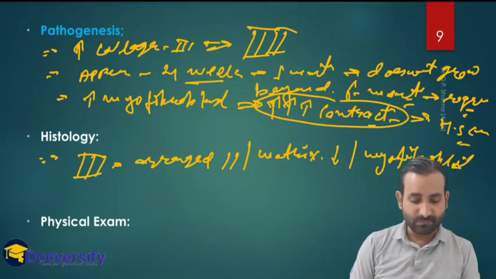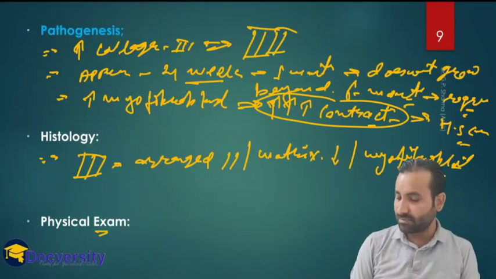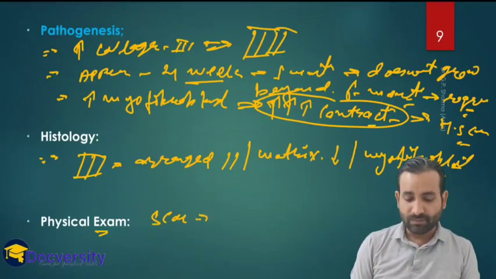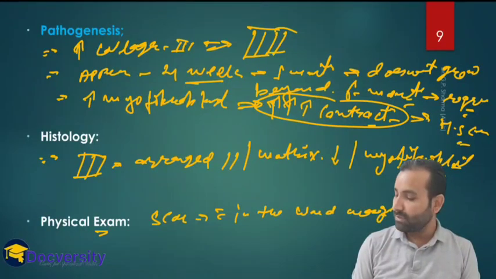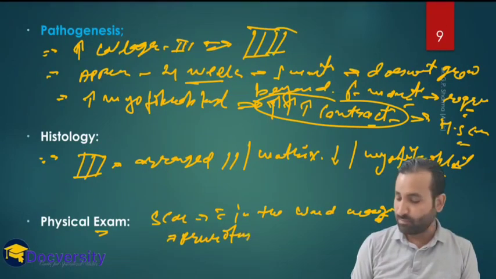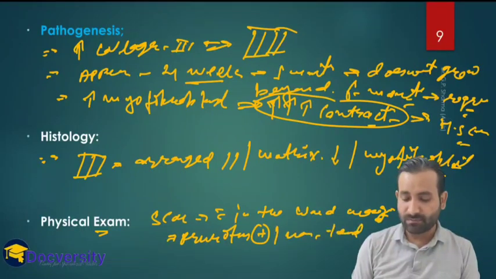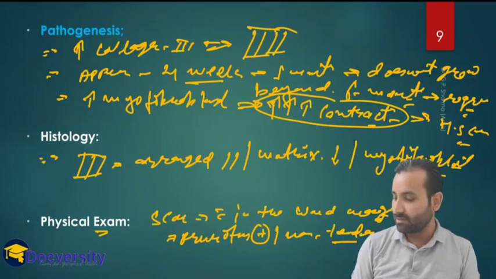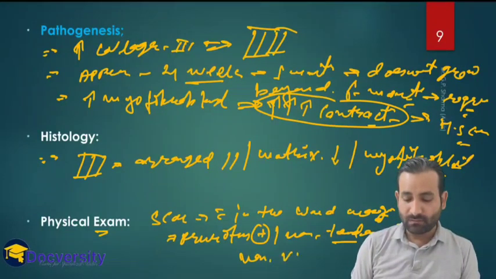What is the treatment? Sorry, the physical examination. The physical examination that you know already: it is the scar which is within the wound margin, right? And then pruritus is positive, and it is non-tender as well, because it's a mature scar. It is non-tender and usually present in the flexor surfaces, and it is non-vascular. Non-vascular means it is pale, not pink.